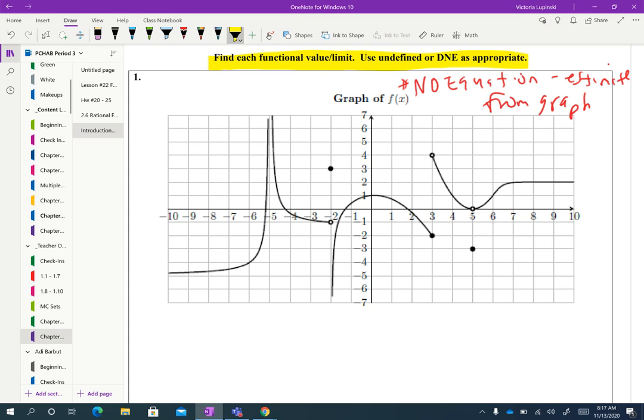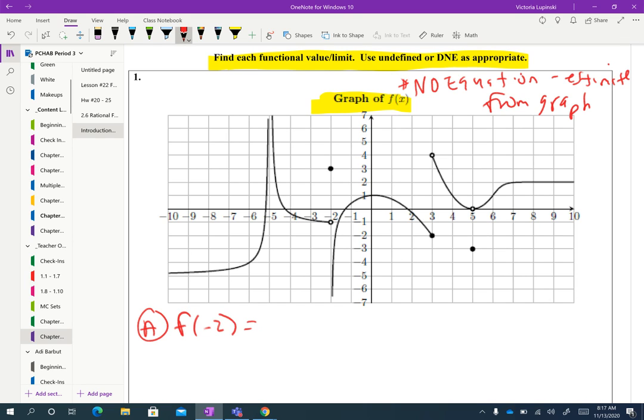I didn't write the actual questions. I'm going to have you write them as we go, because I do think it's important. The more you write the notation, the more likely you are to be able to use it correctly. So notice again, this is the graph of f of x, which means that every limit statement that I write is going to be in terms of f of x. So the first thing that I want you to find is f of -2.